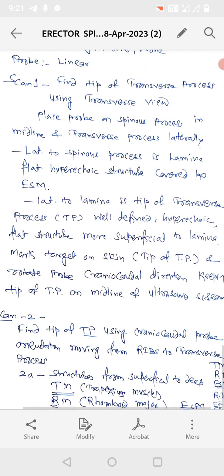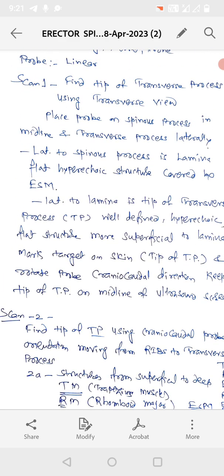Lateral to the lamina is the tip of the transverse process. It is a well-defined hyperechoic flat structure and it is more superficial than the lamina. Mark the target on the skin, that is the tip of the transverse process, and rotate the probe in the craniocaudal direction, keeping the tip of the transverse process in the midline of the ultrasound screen.